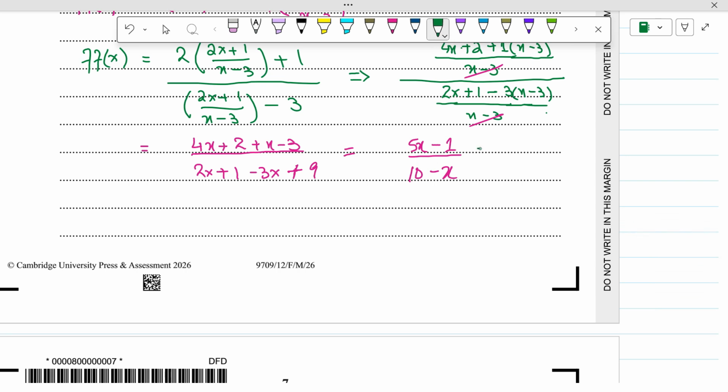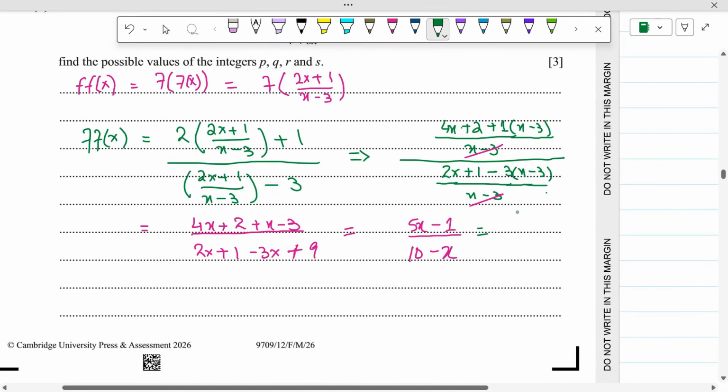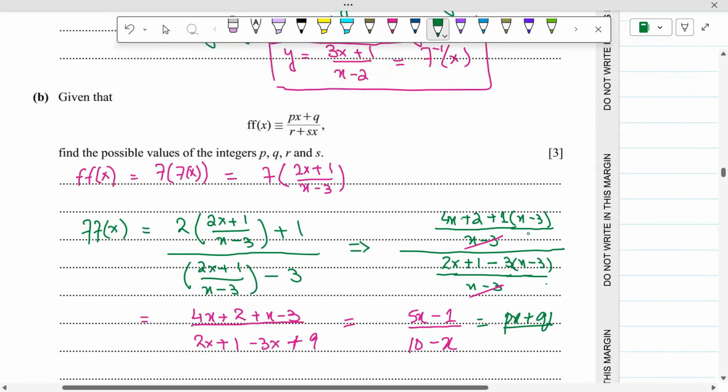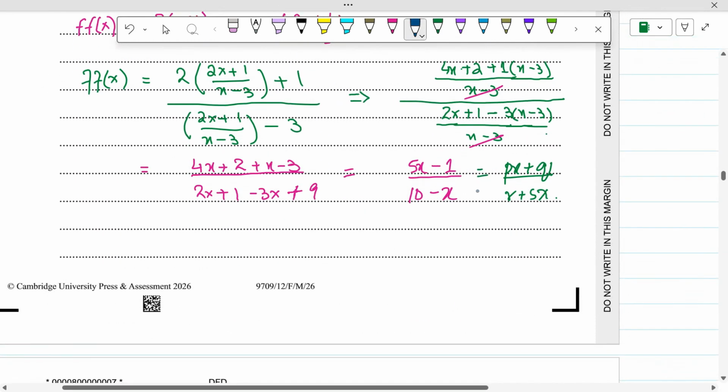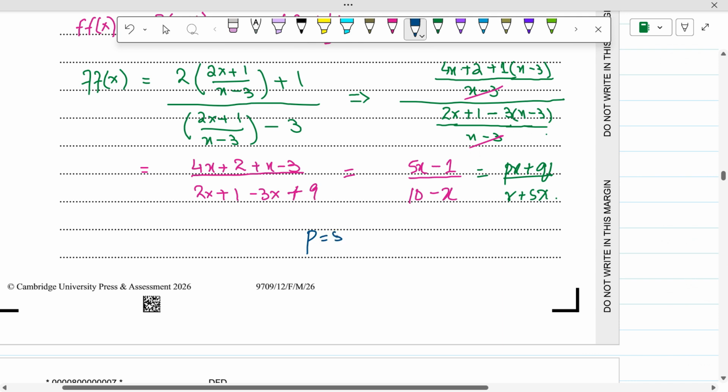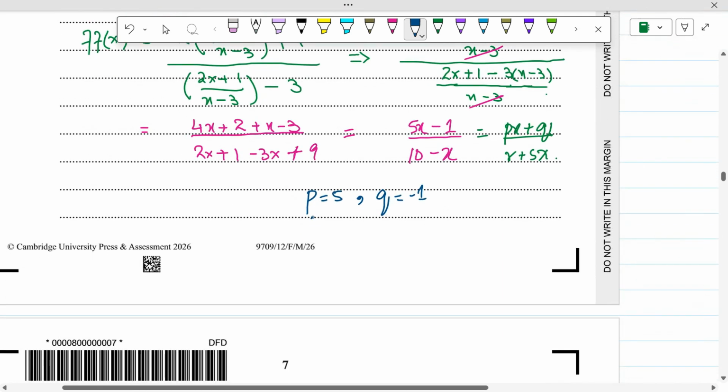Now compare it with (px plus q) over (r plus sx). So p is equal to 5, q is equal to negative 1, r is equal to 10, and s is equal to negative 1, which was required.